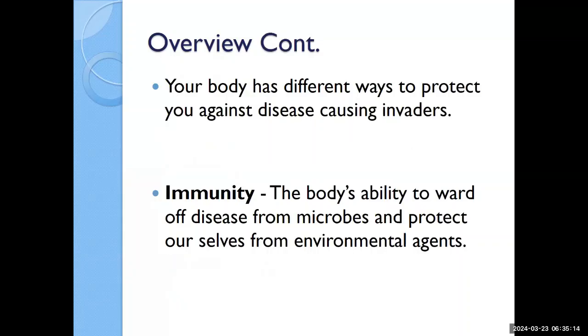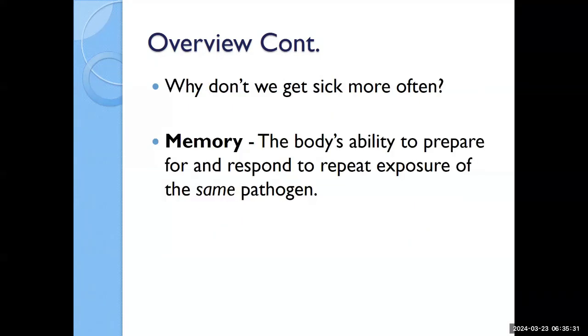So our body has different ways to protect us against disease-causing invaders. We define the body's ability to ward off disease as immunity. Why don't we get sick more often? If bacteria are ubiquitous and they are around 24/7, 365 days out of the year, why is it that we only seem to get sick maybe once or twice a year? That's largely due to our immune response and the ability for it to remember and therefore protect against repeat exposure.